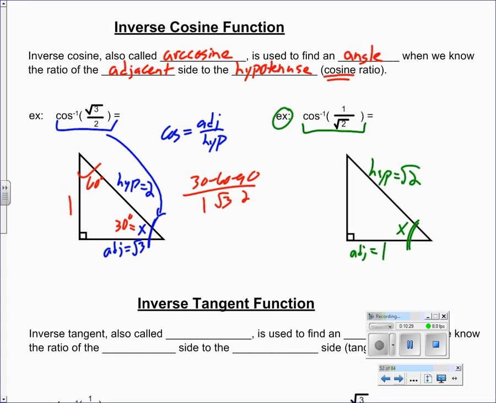Then again, we look at what we did with special right triangles. This fits the pattern for a 45, 45, 90 triangle. We have the 1, we have the square root 2. We know the other side has to be 1 also, so these angles are both 45. So this first one was 30 degrees, and the second one was 45.